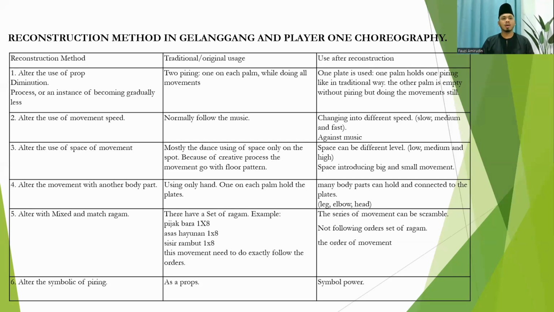Third, alter the use of space of movement. The intentional original usage is mostly the dance using space only on the spot. Because of the creative process, the movement goes with a flow pattern. After reconstruction, space can be at different levels, low, medium, and high, and also introduces big and small movement.